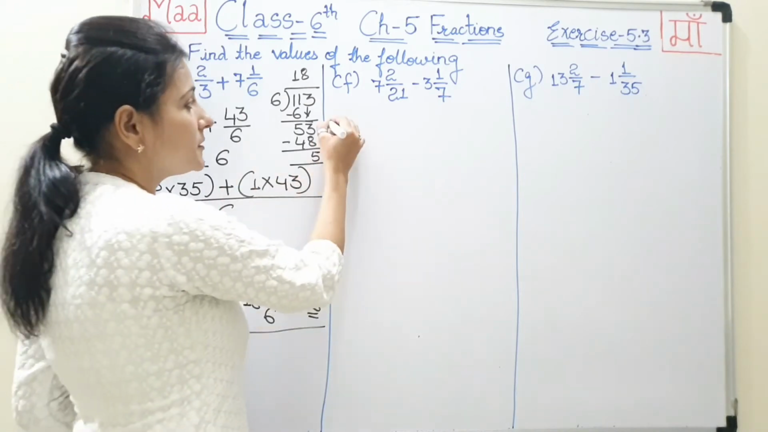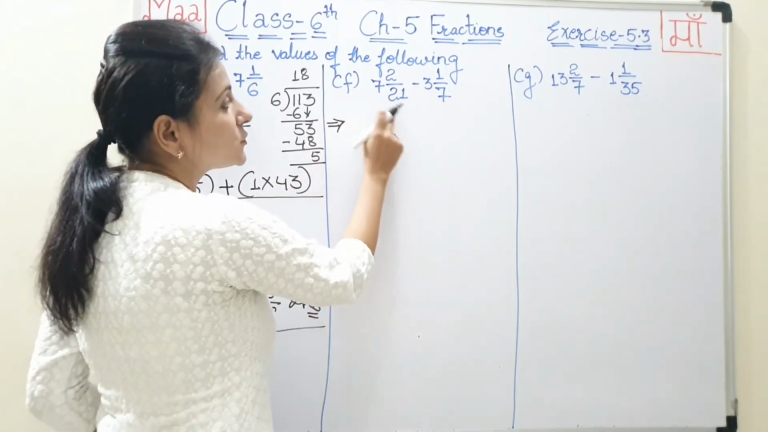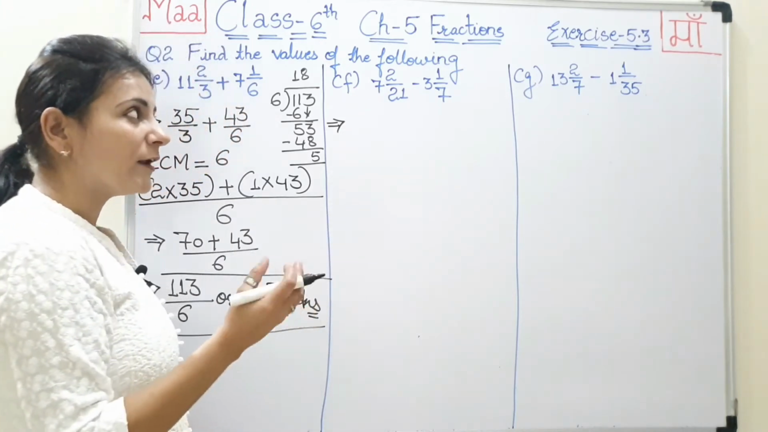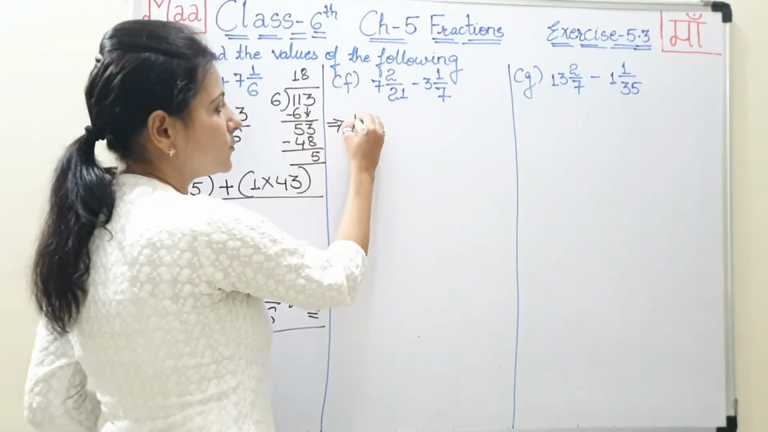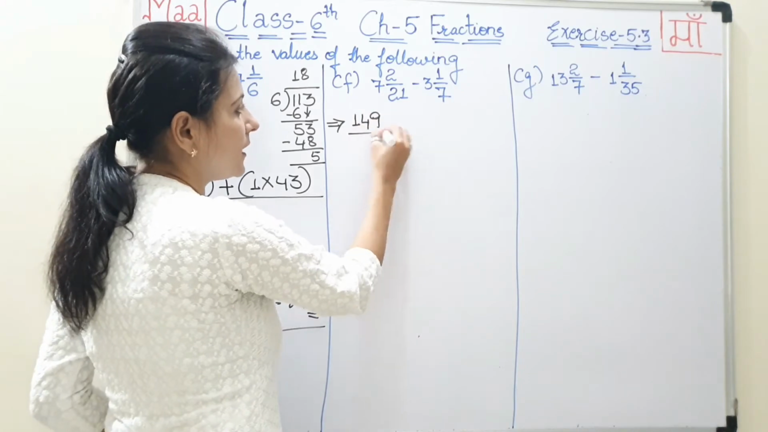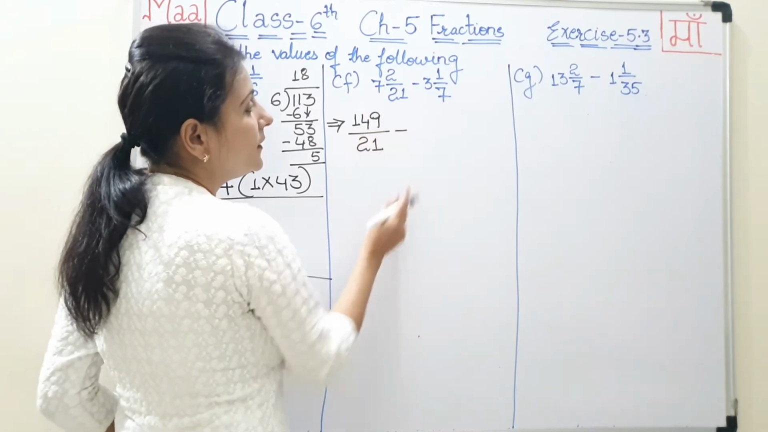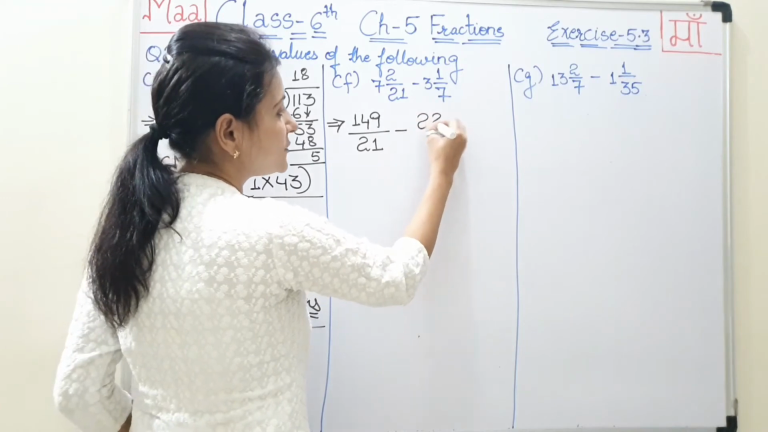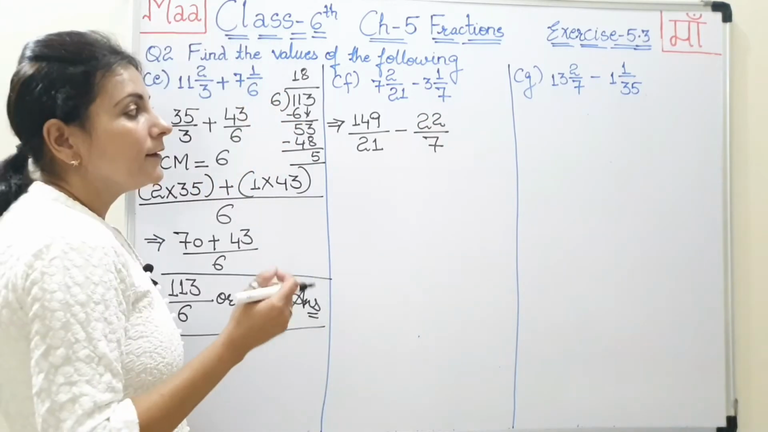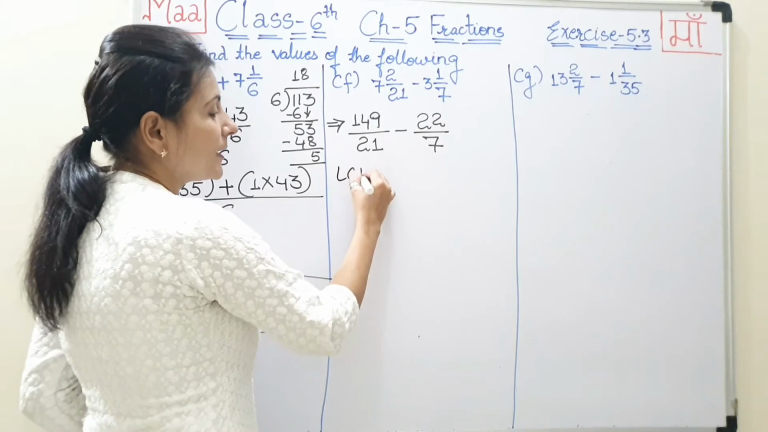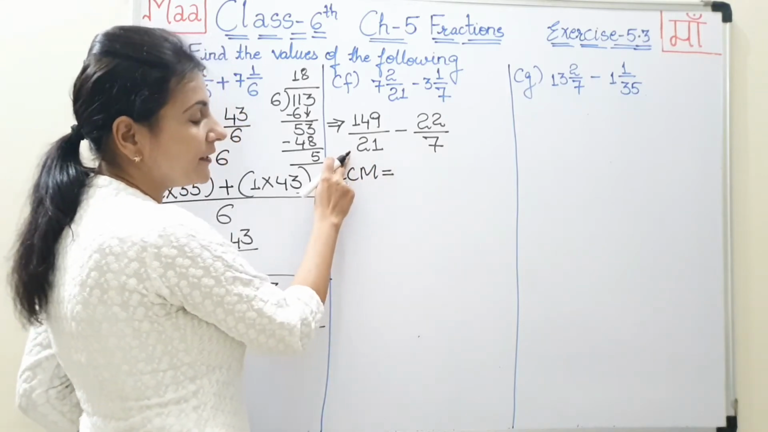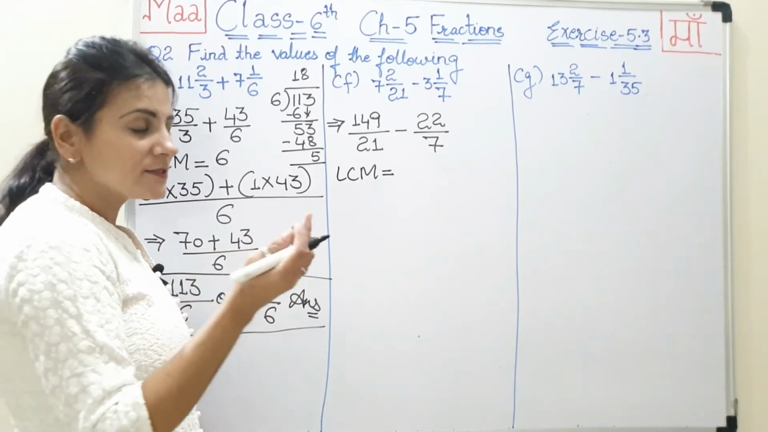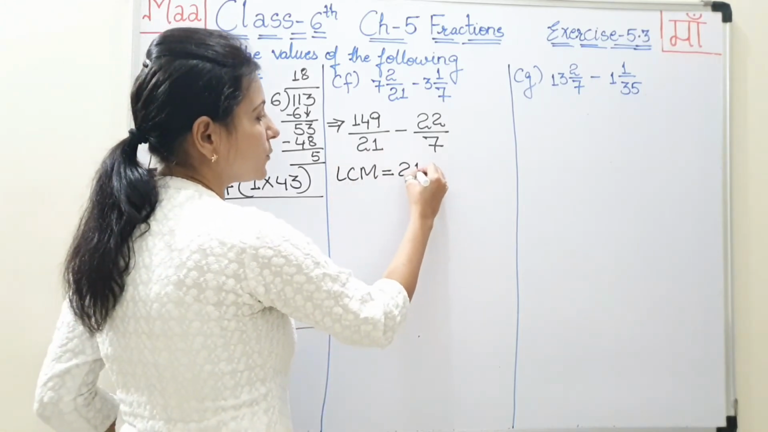Again convert it into improper fraction. So 21 into 7. 7 ones are 7 and 7 twos are 14. So 147 plus 2 is equals to 149 upon 21 minus 7 threes are 21 plus 1 is equals to 22 upon 7. Now we have to take the LCM and here the greater denominator is divisible by the smaller denominator. 21 is divisible by 7. So here the LCM will be 21.